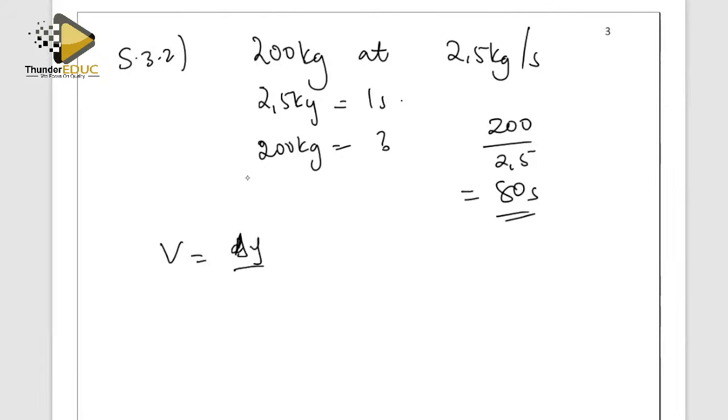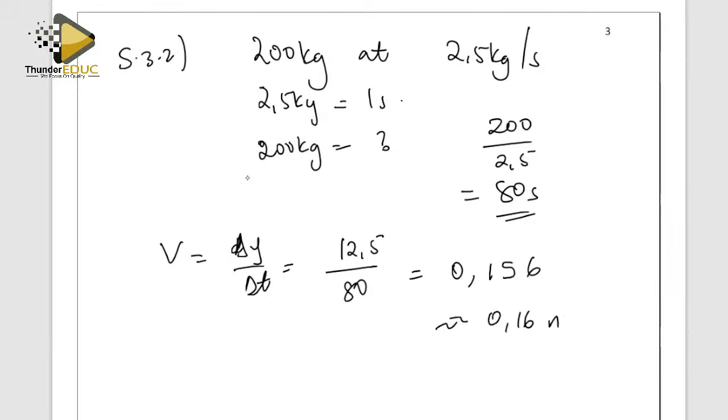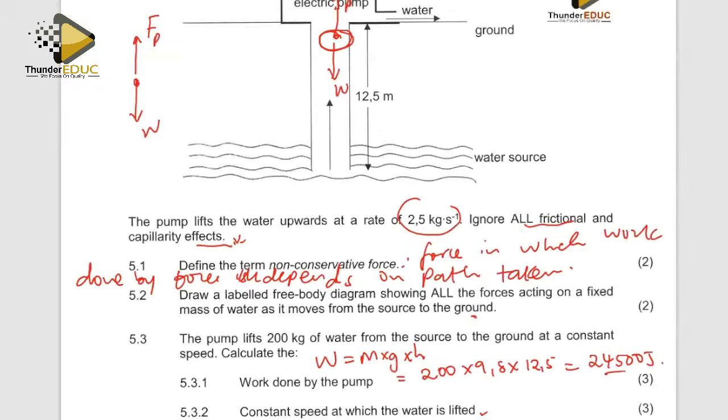Now, for me to get my velocity, I'll get the displacement. I'll say delta y over delta t. Now my delta y, the distance through which the water is going to move, is 12,5. The delta t is going to be 80 seconds. Then 12,5 divided by 80 gives me 0,156, which is approximately 0,16 meters per second. So that is the velocity that the question is asking for, 3 marks.